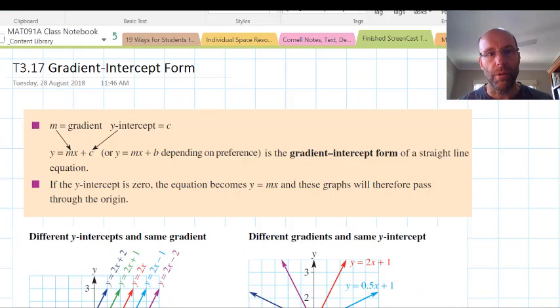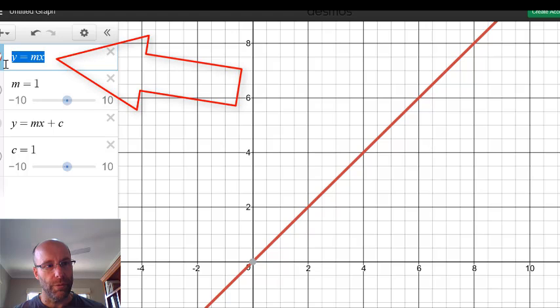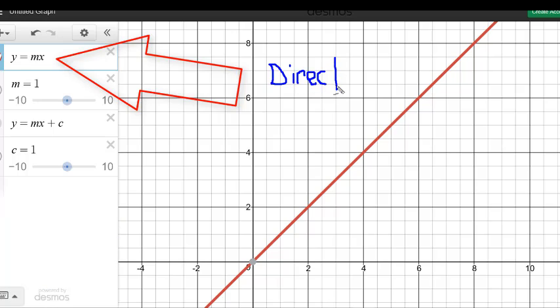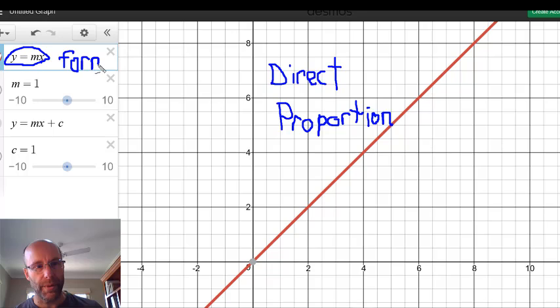Learning about the gradient intercept form for a straight line or a linear function, and our learning goal is to understand how that differs from what we saw previously with direct proportion. So we can see a red line, it's a straight line graph, and you can see on the side here the form is y equals mx. That's the form, and we looked at that previously as direct proportion. Y equals mx, and that's from the previous work.